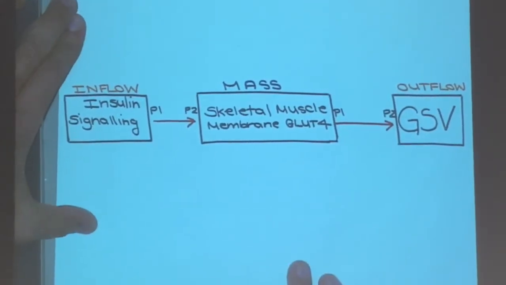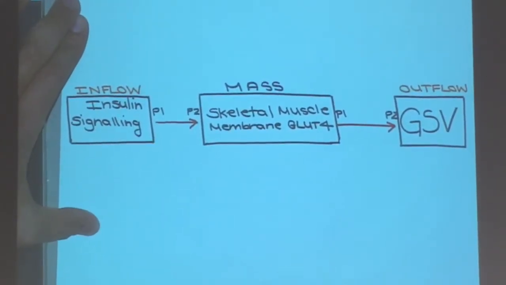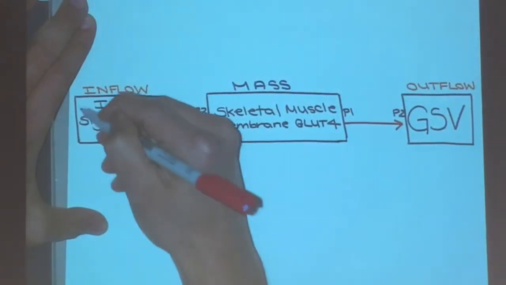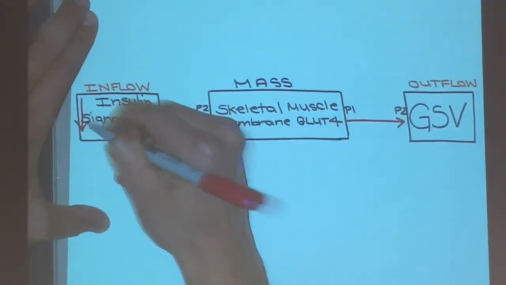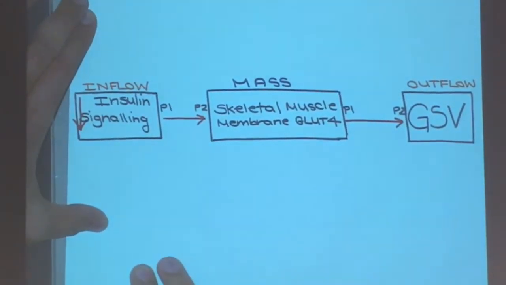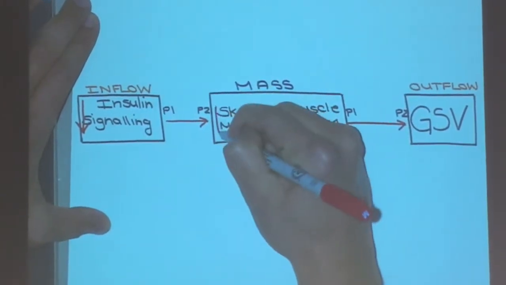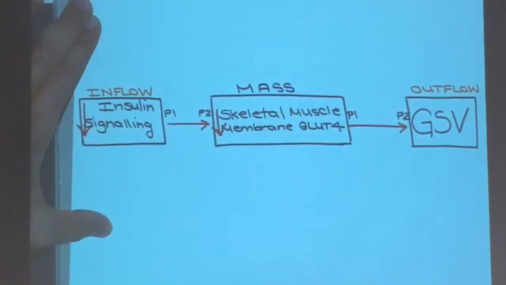So as an overview, a reduction in insulin signaling will result in a decrease in inflow into our mass. This will then result in a decrease in skeletal muscle membrane GLUT4.